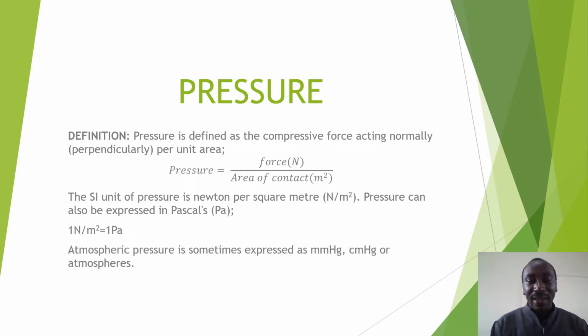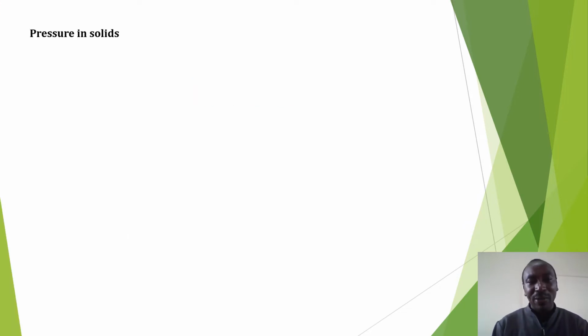Sometimes atmospheric pressure is expressed in millimeters of mercury, centimeters of mercury, or atmospheres. When you talk about millimeters of mercury, one millimeter of mercury is equivalent to approximately 133.32 newtons per square meter. So you can even convert if you are given that.